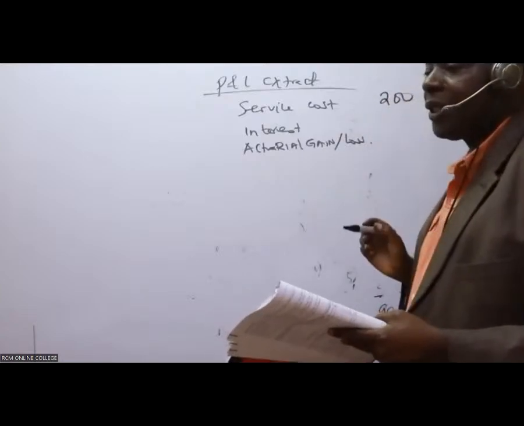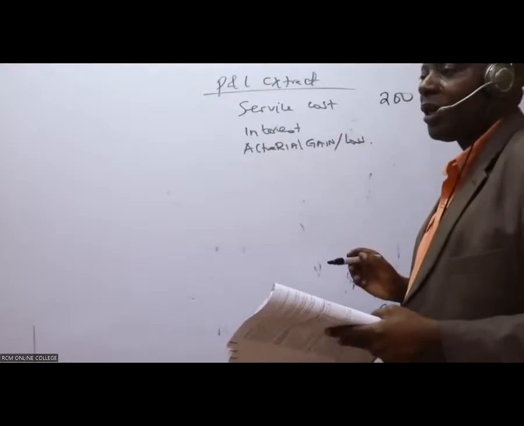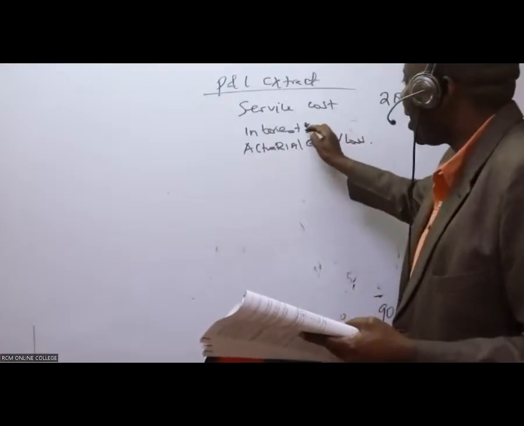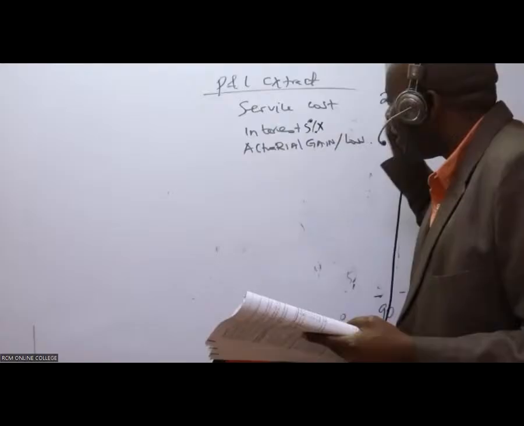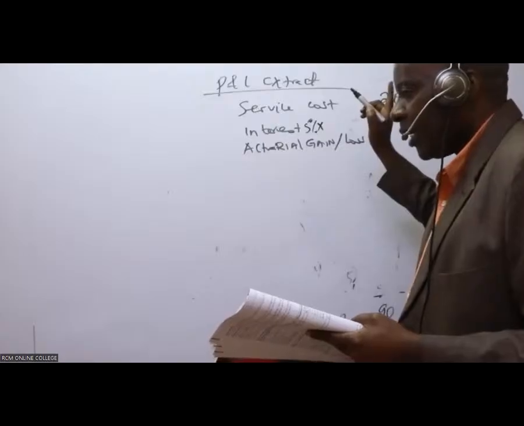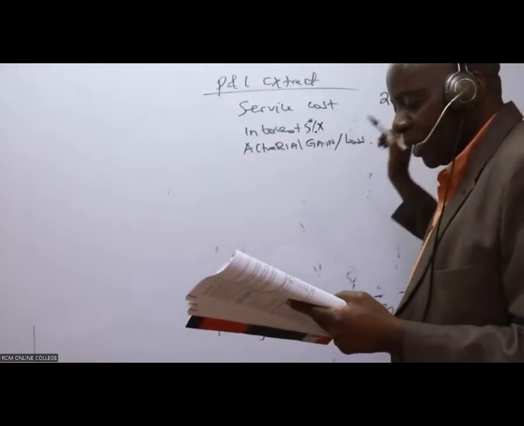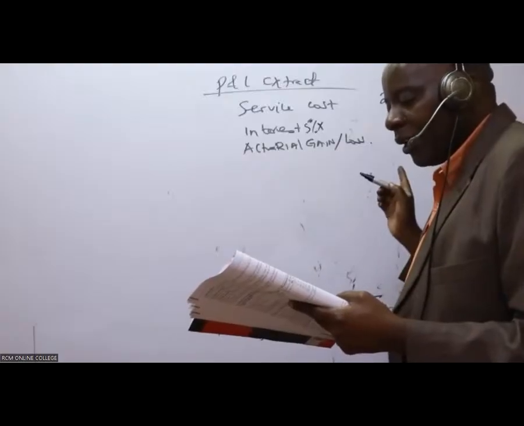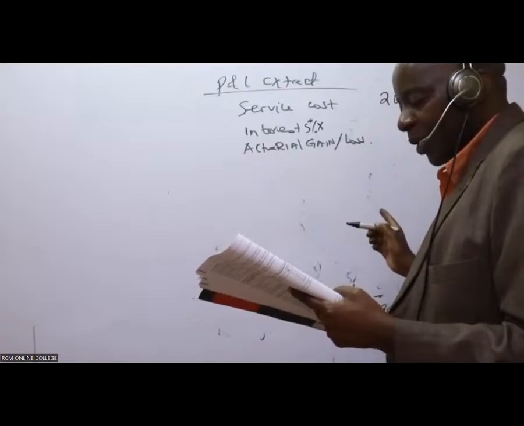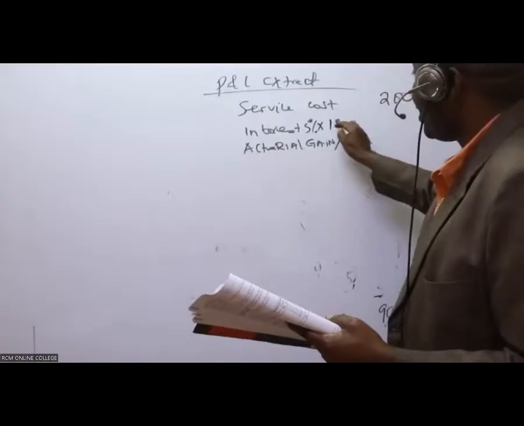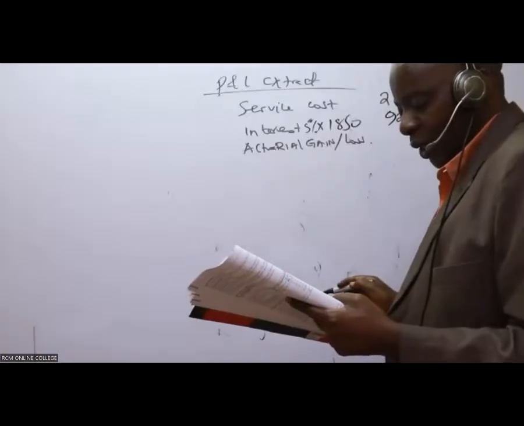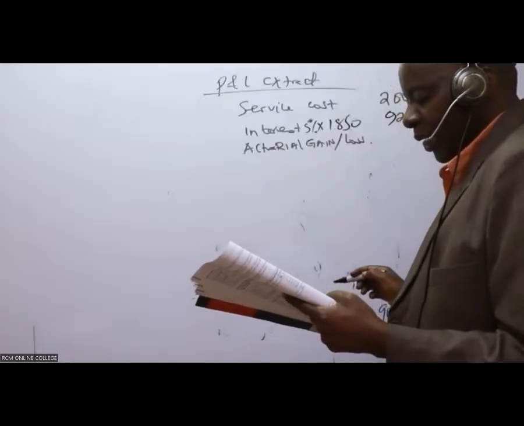How about interest? I should be able to take what times what? I can see the rate of interest there. It's 5% of the opening obligation. And the opening obligation, is there somebody who is able to see it? We have 1850, isn't it? 5% of 1850 gives me 92 point what, somebody? 92.5.